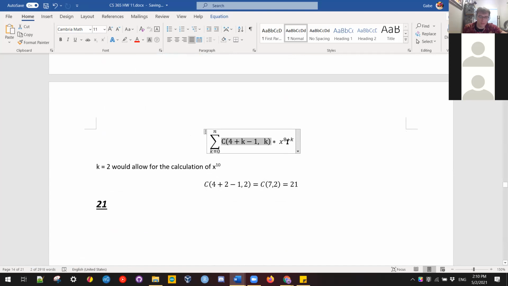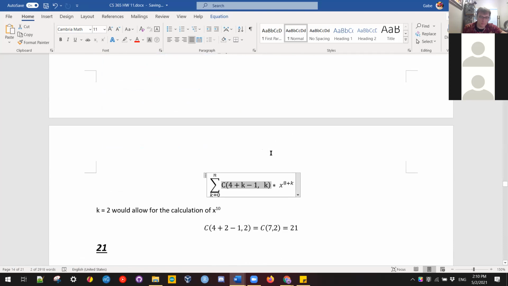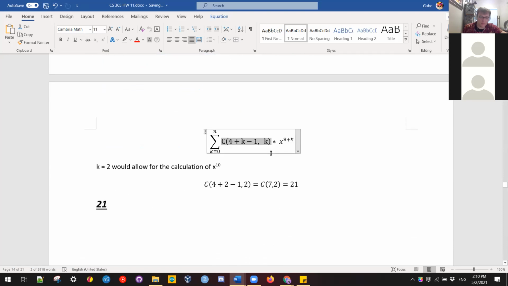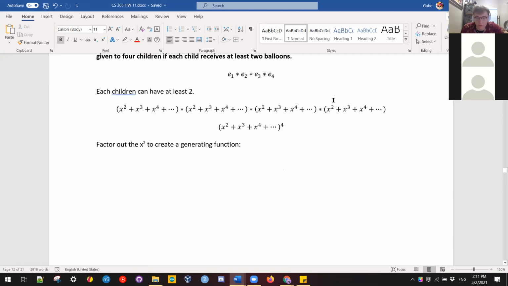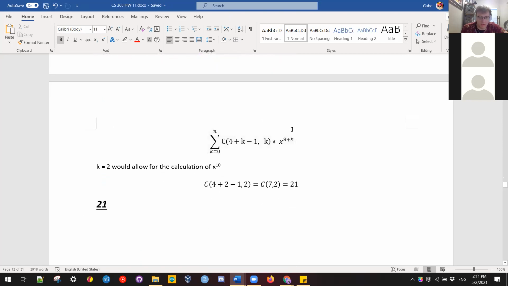Oh, okay, that makes way more sense of why I was using 2 for k, because I didn't remember how I was doing this at all. I completely forgot why I was inputting 2 as k, but that makes complete sense because we're looking for the coefficient of x to the 10. Yeah, we want the coefficient of x to the 10 because we're looking at how many ways we could distribute the 10 balloons. If it was 13 or 14 or 15 balloons, we would just bump up that k number to match, because we want the coefficient of x to the whatever.